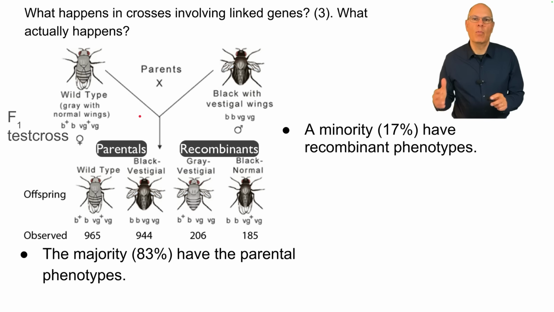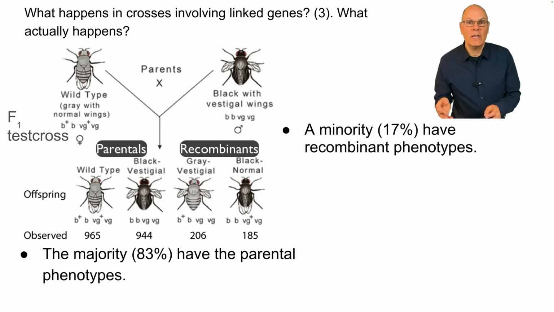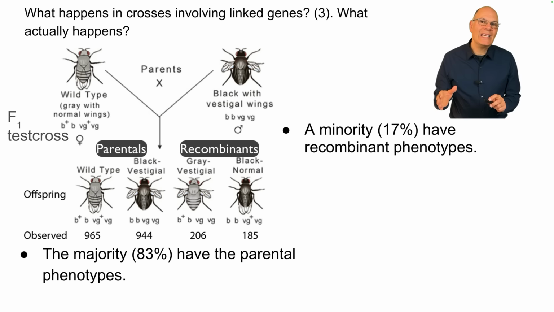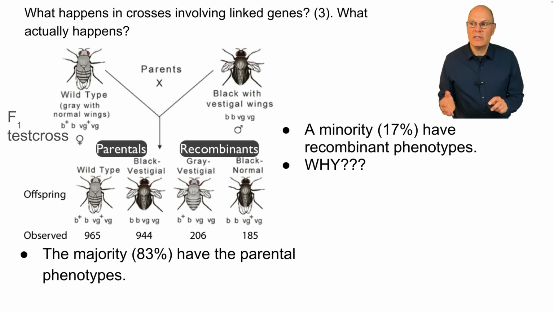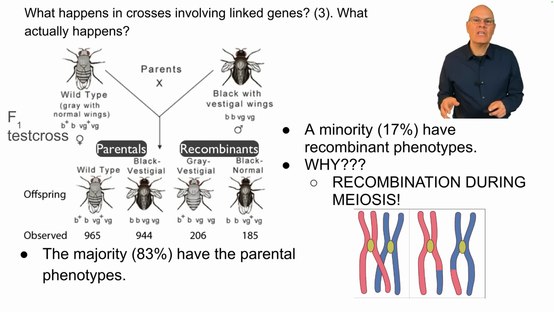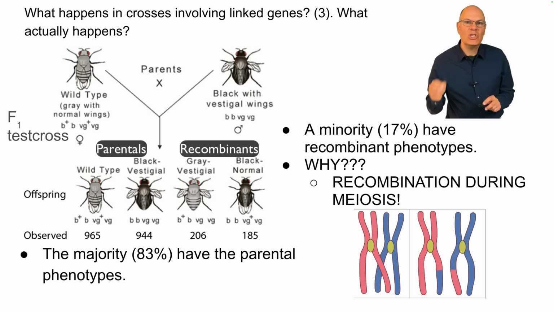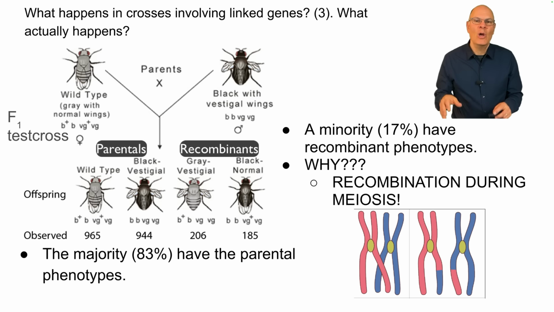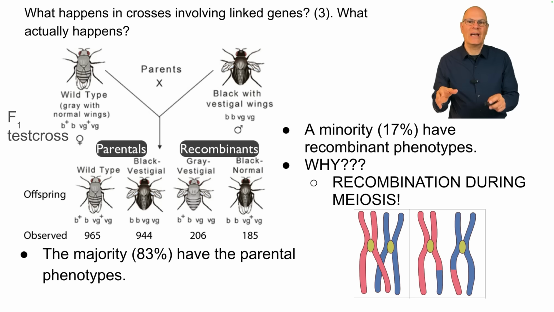Why do we have most of the offspring having parental phenotypes, but a significant minority having recombinant phenotypes? It's because linkage is not perfect. Genes that are linked don't always stay together. Why not? Because during meiosis, there's recombination and crossing over. So linked genes, because of that process, can separate. We'll see the details of this in the next slide.